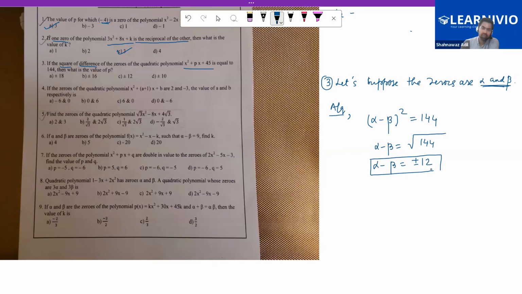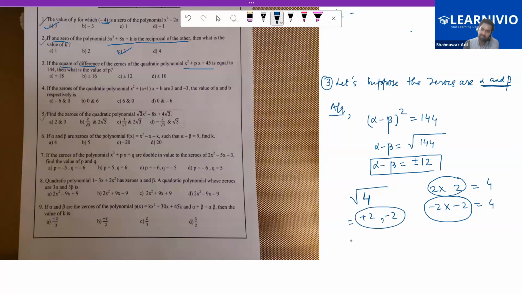Sir, I don't understand what is that plus and minus. So if you have, let's say, root of 4, then 2 into 2 is also 4, right? So we have this pair minus 2 and minus 2. That is also 4. So this is also the perfect square of minus 2 and minus 2. So root 4 can be plus 2 and root 4 can be minus 2. So simply we write it in one term, plus minus 2. These are two values, right? Okay, so alpha minus beta is plus minus 12.